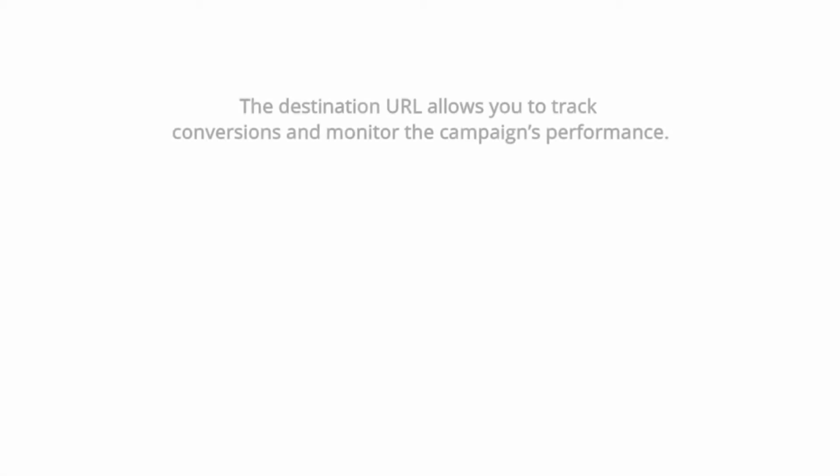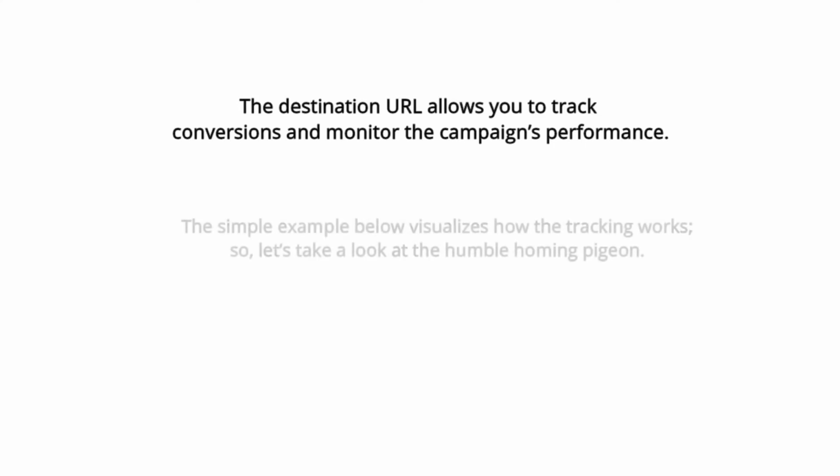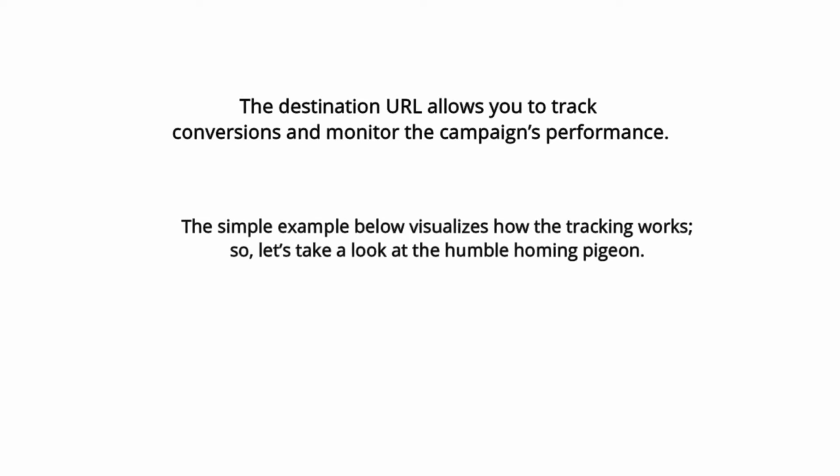So this is going to give you insight on tracking and the role of the destination URL. The destination URL allows you to track conversions and monitors the campaign performance. Now, this is going to be an example. We're just going to visualize how tracking works through a pigeon. So please, let's humble ourselves and look at this example of a humble homing pigeon.